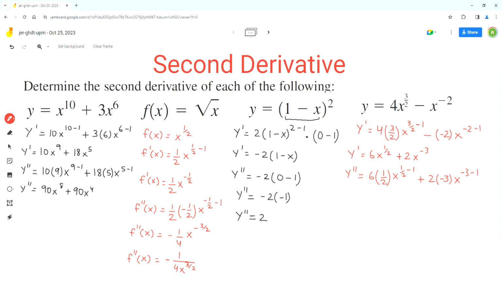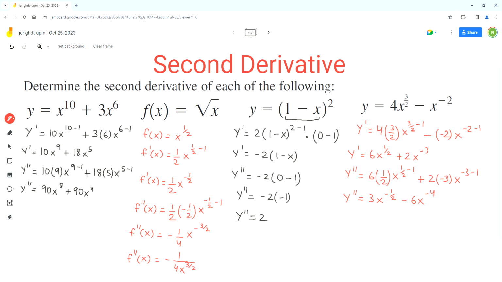Now we have to simplify this expression. So 6 times half is 3, and then x exponent. So half minus 1 is equal to negative half. And then 2 times negative 3 is negative 6. And x exponent, negative 3 minus 1 is negative 4.